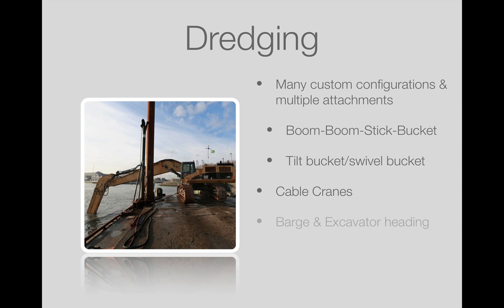Cable cranes, which means that there are flow meters and line riders and other encoders used to monitor the articulation of cable cranes and what it is that they're trying to do. Also, many times, for example, in this image, the excavator or dredger is sitting on top of a barge. So it may be important to monitor the barge heading as well as the machine heading on the barge. So lots of intricate details are required for a dredging application.